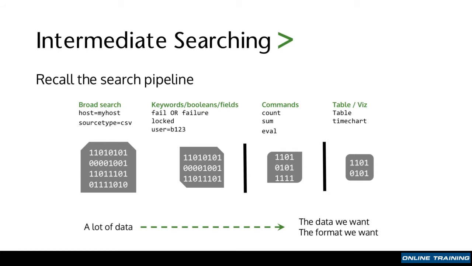Remember, we start with a broad search, some sort of metadata search, like host equals my host, source type equals CSV, something like that. Then we can add in keywords, booleans, and fields: user equals B123, keywords like locked, boolean expressions like ORs, ANDs, or NOTs. Then we can pipe that to some commands like count, sum, eval, and finally we can pipe that to some sort of table or visualization.